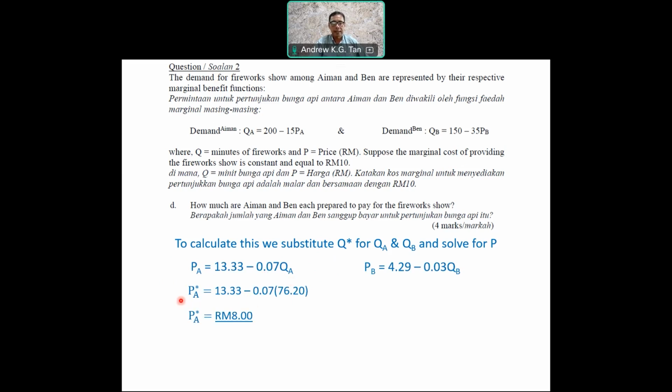This gives us 8 ringgit. 13.33 minus 0.07 times 76.2. We get Aiman's willingness to pay for a fireworks show would be 8 ringgit.